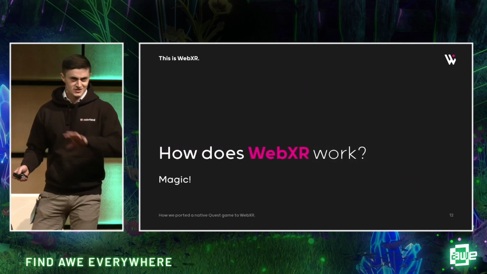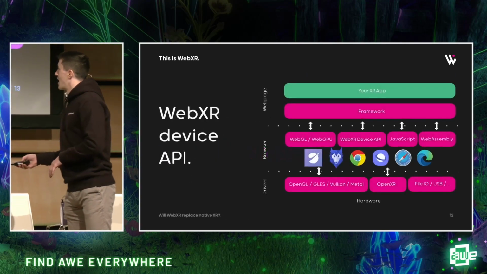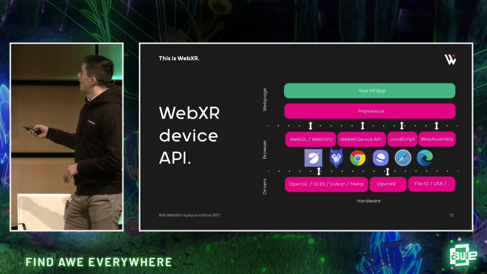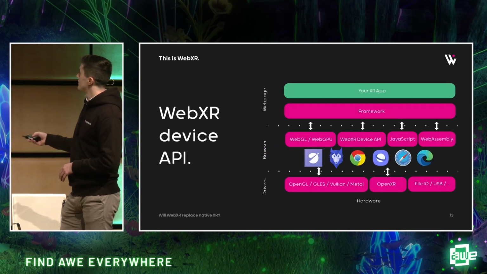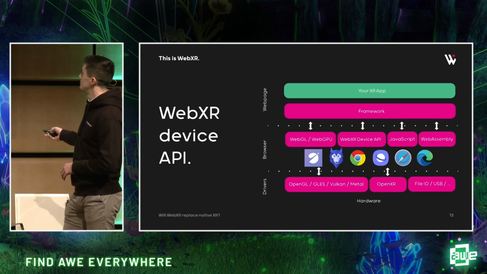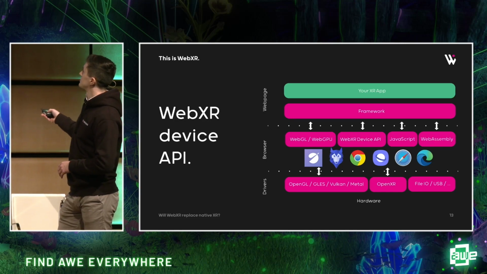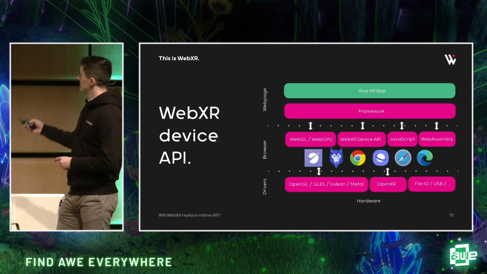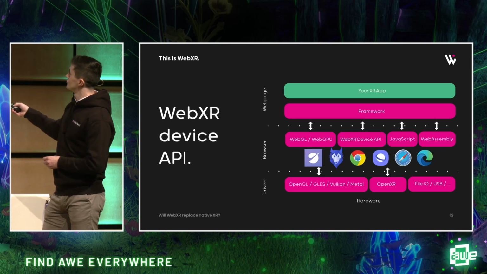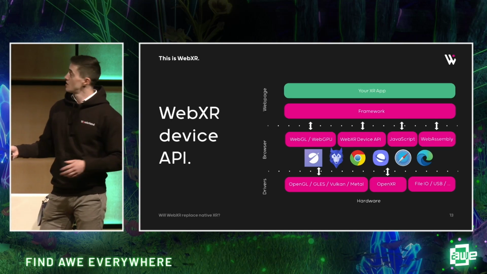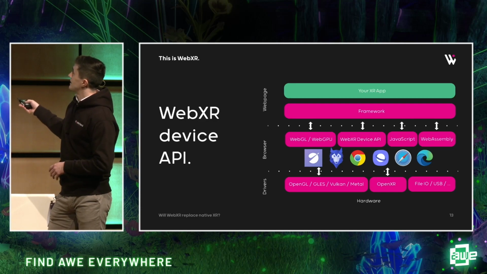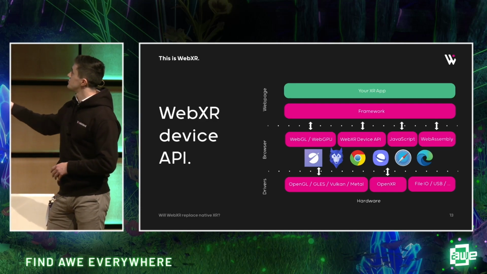So how does this work? Sounds a little bit like magic, right? Effectively, the browsers are responsible for exposing the native APIs of the systems via standardized web APIs. And these web APIs are consumed by a framework like Wonderland Engine to then run your XR app on the web page.